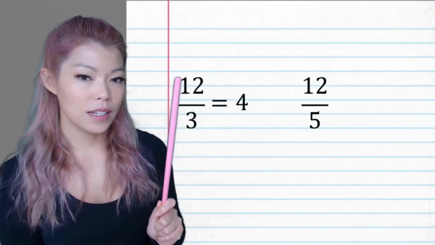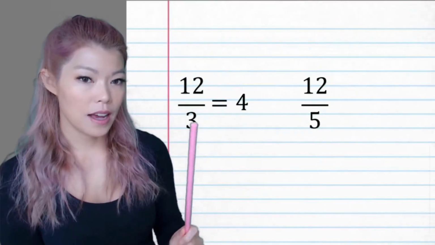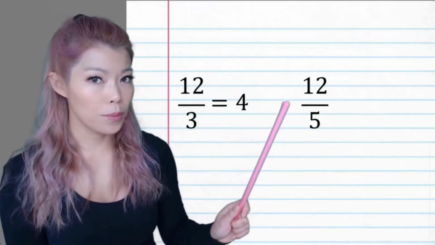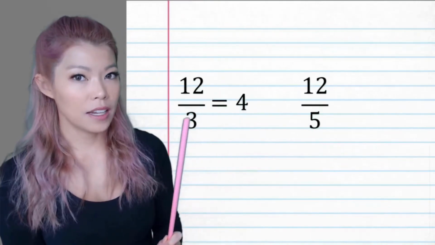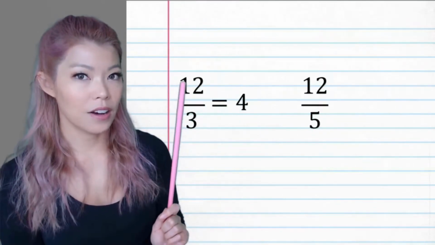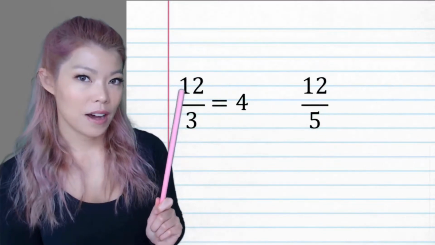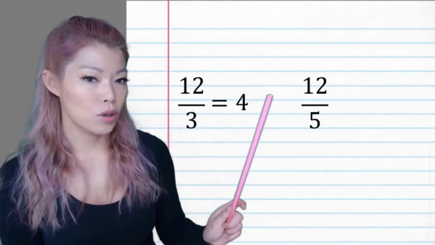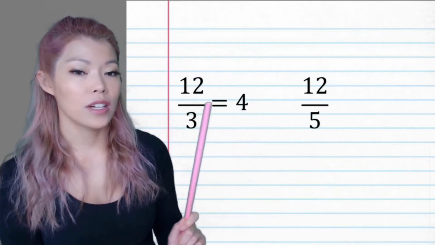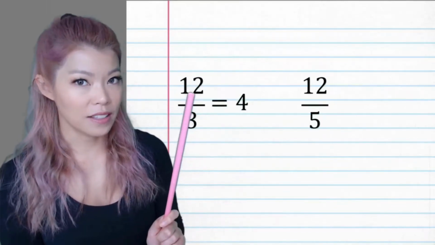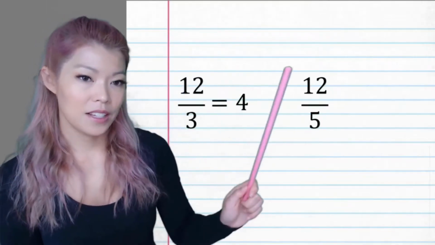So when the dividend is divided by a divisor and you get a quotient with no remainder, then the quotient and the divisor are factors of the dividend. I'm going to say one more time. When the dividend is divided by a divisor that gives no remainder, then the quotient and the divisor are both factors of the dividend. Let's try a non-example.